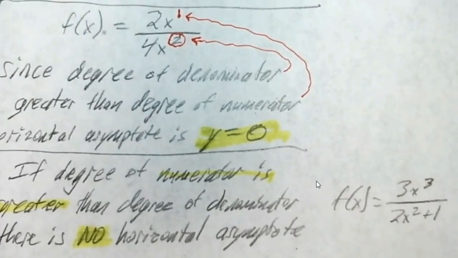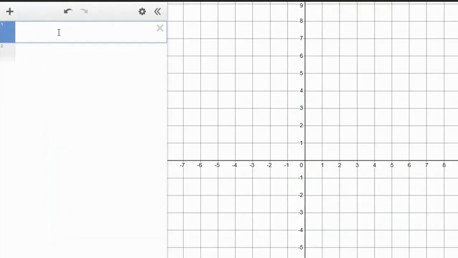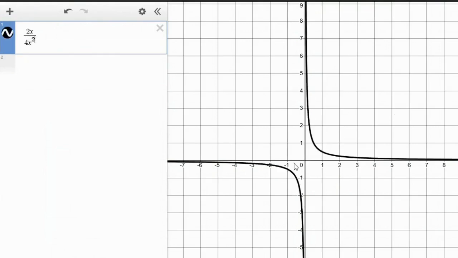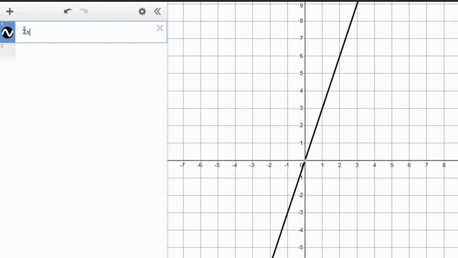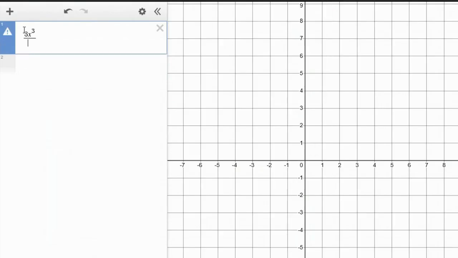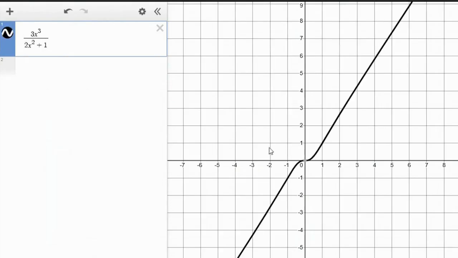Let's take a look at that just so we can see on a graph what we're talking about. So first, let's do the first one that I did. It was 2x divided by 4x squared, and there's that horizontal asymptote at y equals 0. Then the second one we just looked at was 3x to the third divided by 2x squared plus 1. So there's no horizontal asymptote. It continues from negative infinity to infinity.